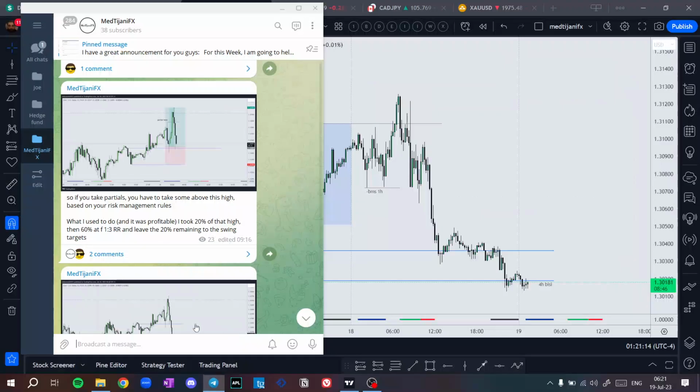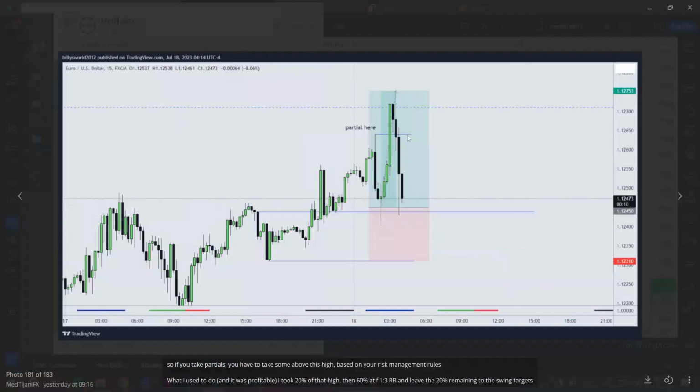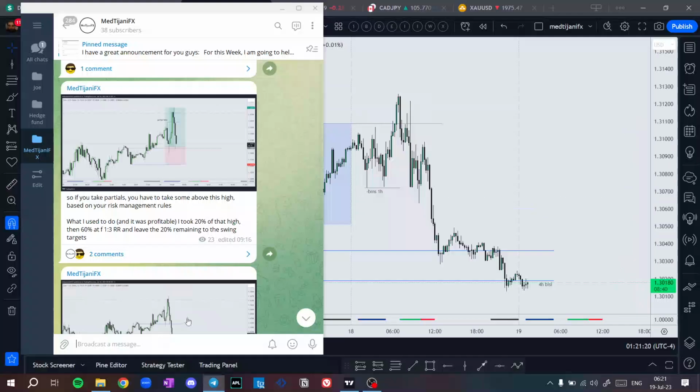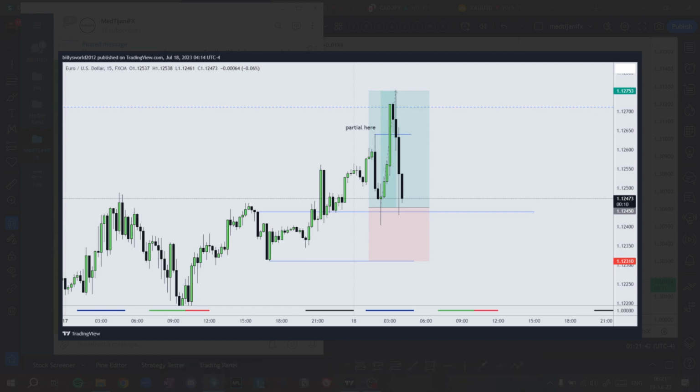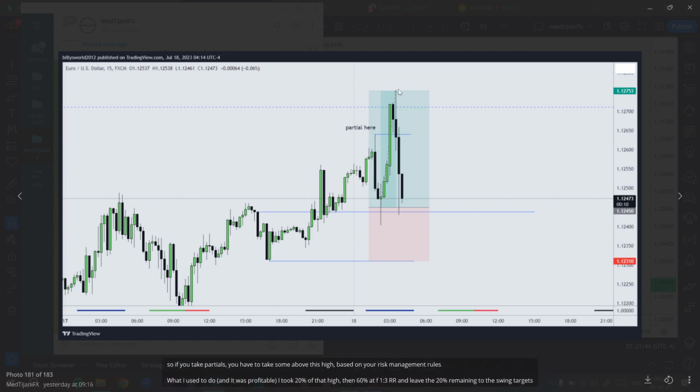So as I said here, if you take partials, you have to take some above this high here based on your risk management rules. And this was my risk management rules. I was taking 20% above this high here and take another 60% as 1 to 3, which in totals is going to be 80%, and leaving 20% for a far away target, like to have a swing trade.